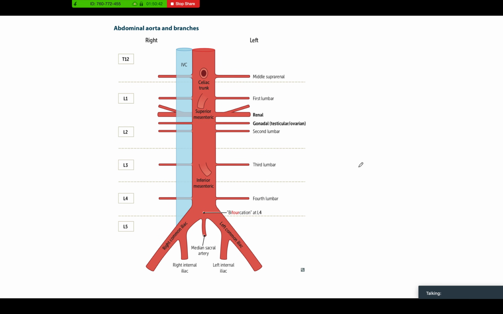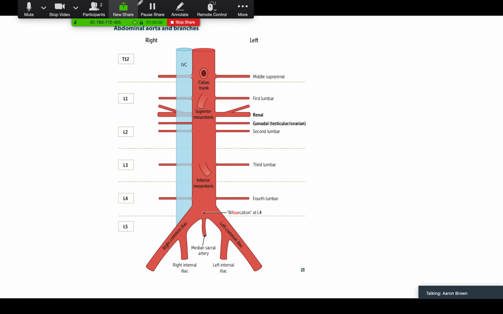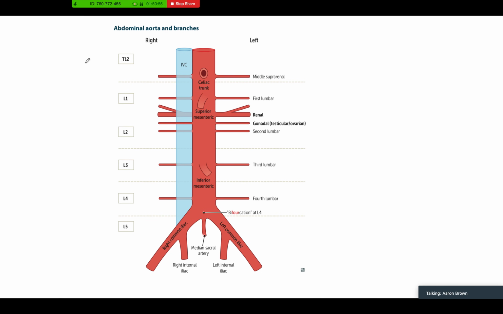Great. Just talking about some of the branches of our abdominal aorta. For step 1, the important thing to know is where these branches are in terms of your spinal level, right? The first branch that comes off is our celiac trunk. This gives blood to our stomach, pancreas, spleen, liver, gallbladder, and part of our duodenum. Celiac trunk, very important, has 3 branches. That is going to be branching at about the area of T12.